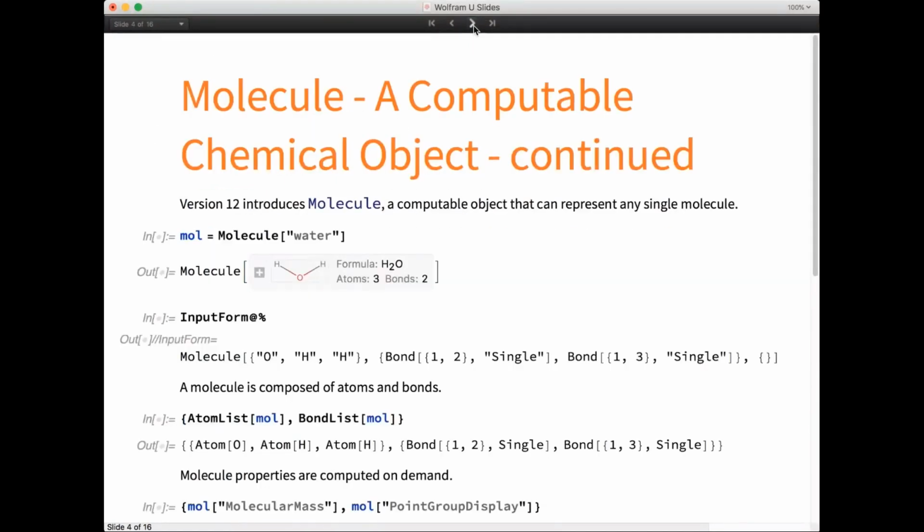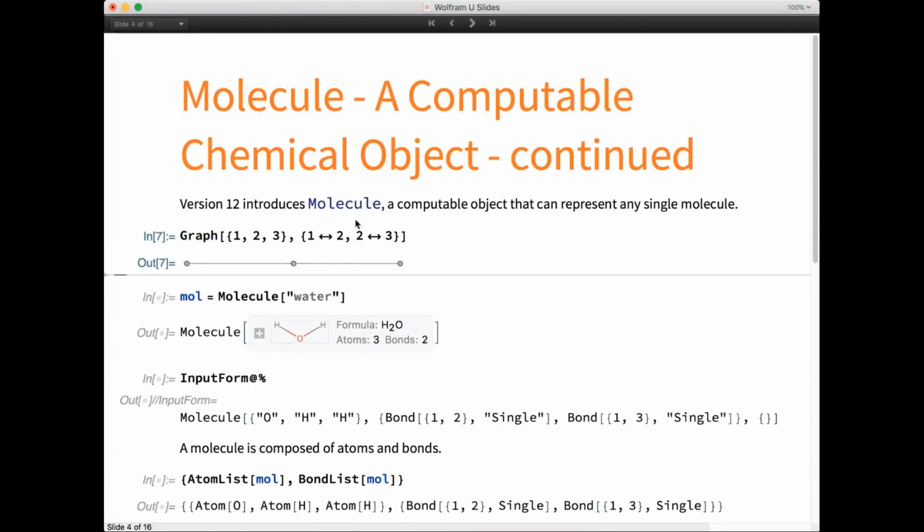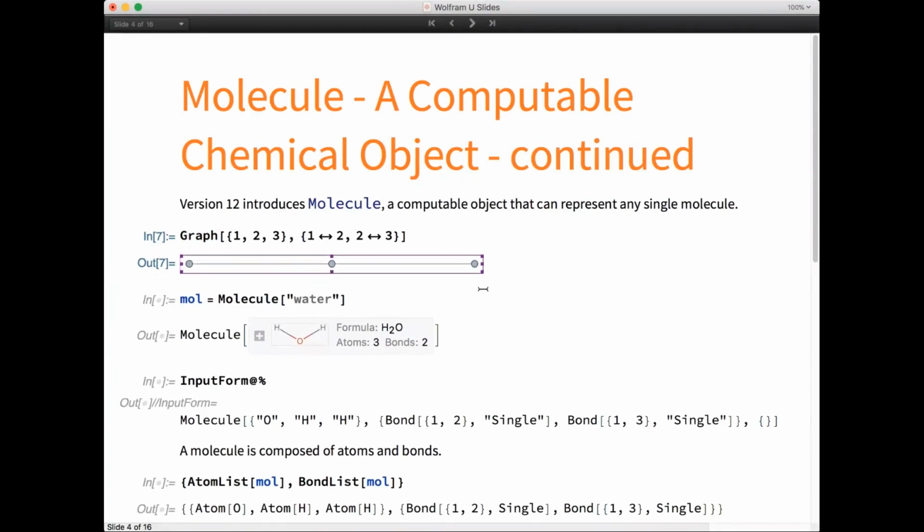Right. So then now in version 12, we came up with the molecule object, which essentially is a graph, right? If you're familiar with Wolfram Language, you know that you could make a graph here, and we give it a list of vertices, 1, 2, and 3, and it's got edges. There's an edge from 1 to 2, and an edge from 2 to 3. And that's the basic network structure, right?